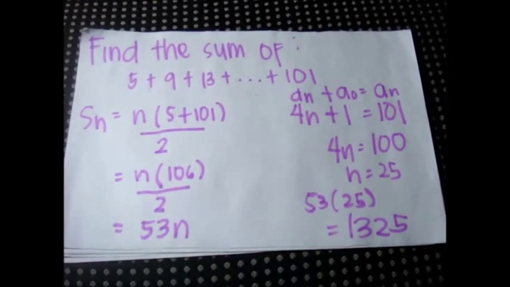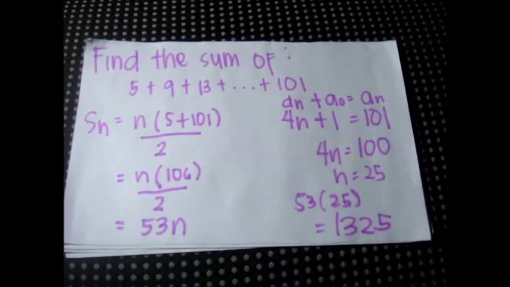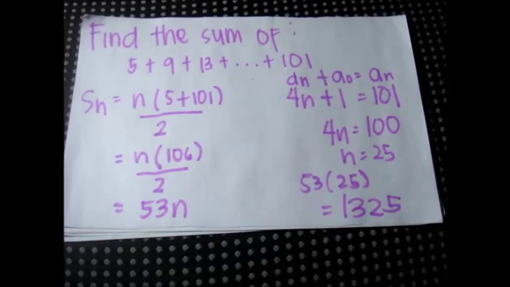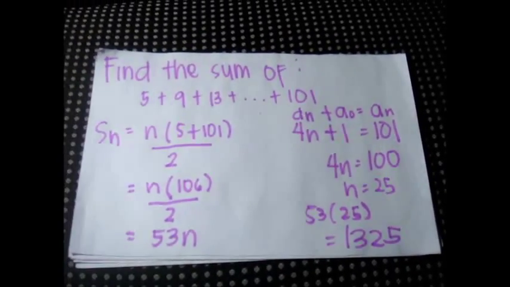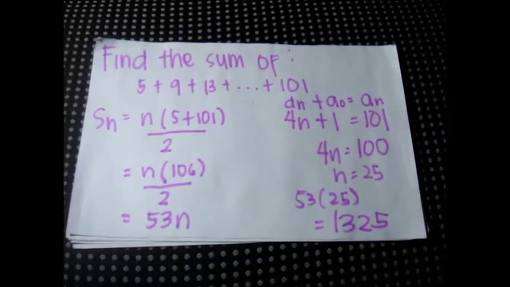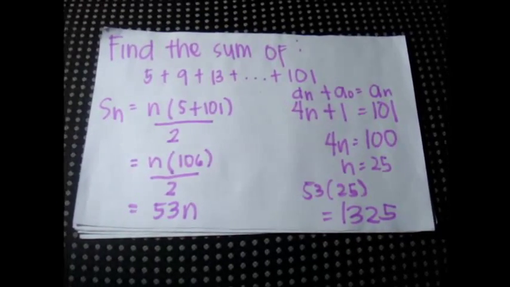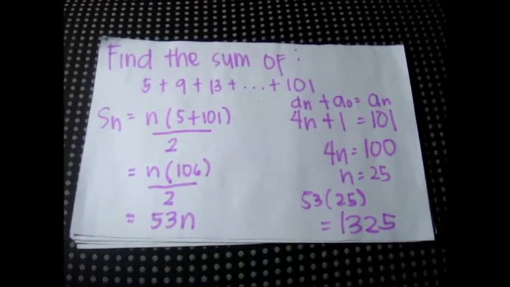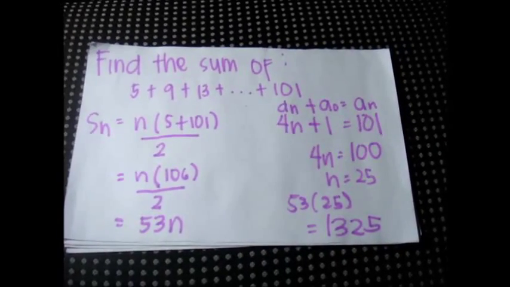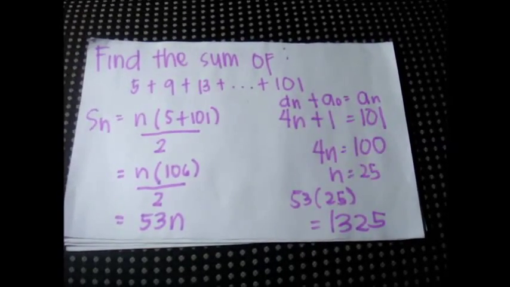Substituting that to 53n, we will get 53 times 25, which is equal to 1325. Therefore, 5 plus 9 plus 13 up to 101 is equal to 1,325. Therefore, we got the sum of a finite arithmetic series. Now, let's try another example.